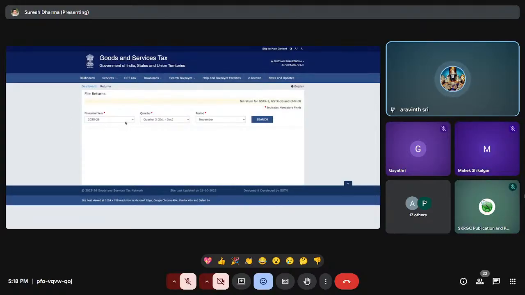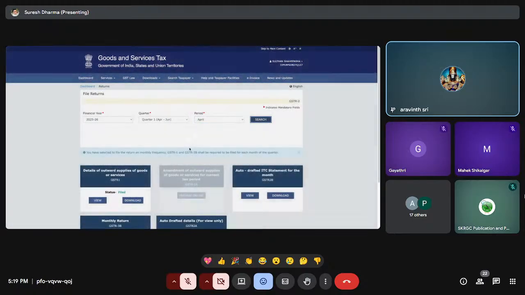Here we easily see the year 2025 to 26. There are 3 quarters for the normal supply of goods and services: quarter 1 April to June, quarter 2 July to September, quarter 3 October to December. If you select quarter 1, we see April. Our financial year starts on April 1 and ends on the 31st of March. So we are going to April.